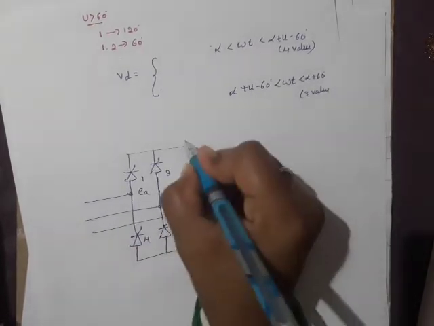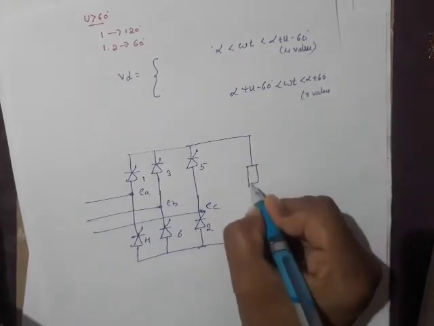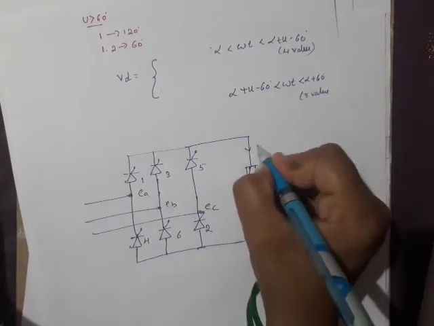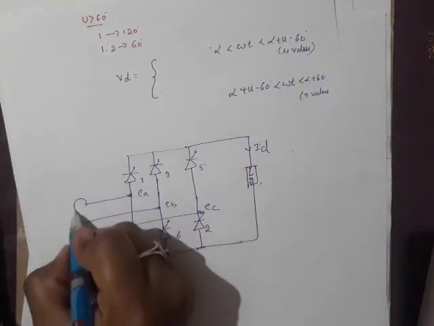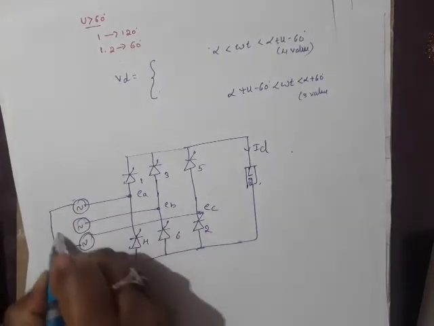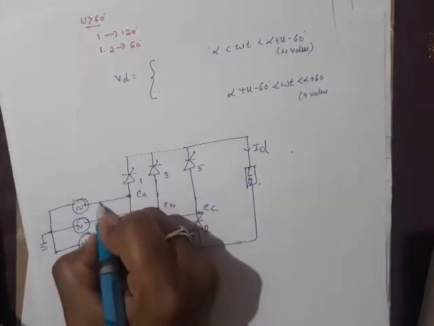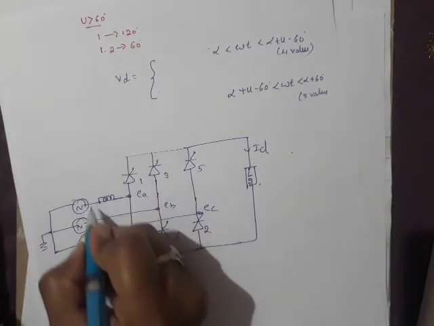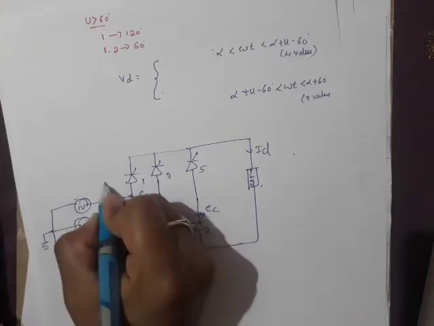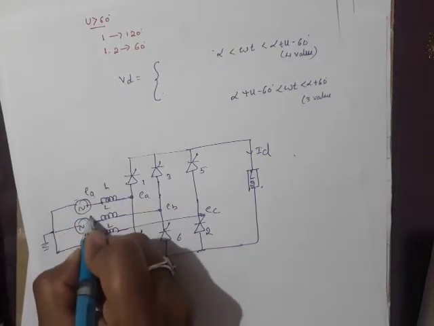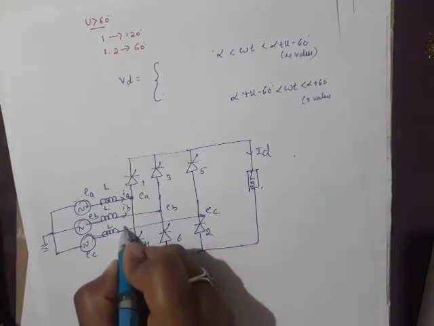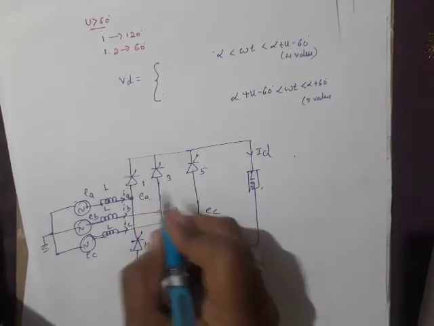Fine. So here we have the output load. Load is connected here. Current ID is flowing here. Fine. Here we have star connected system, grounded, with a source inductance. We should not forget to write source inductance because overlap angle is the effect due to source inductance. Okay. And the value is L, EA, EB, EC. Current IA, IB, IC. Fine.